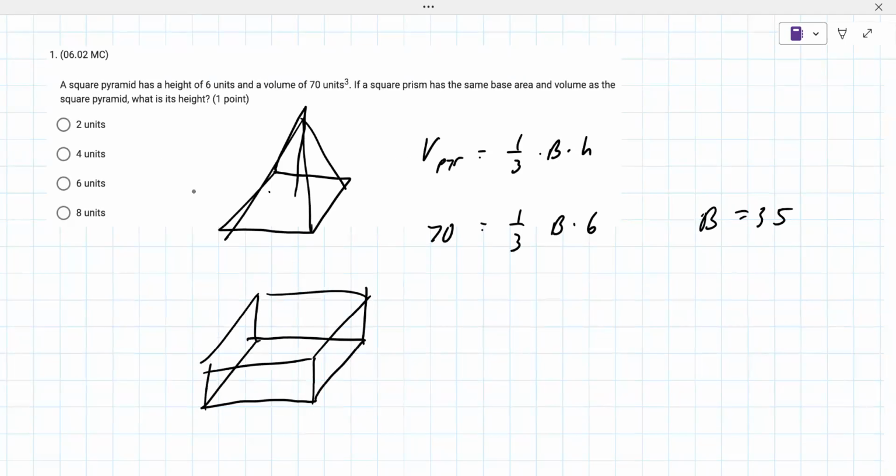And it has the same base area, which is 35, and the same volume. The volume of a prism is base times height. The volume is 70 and the base is 35. So what must the height be? Height is 2. Very good.